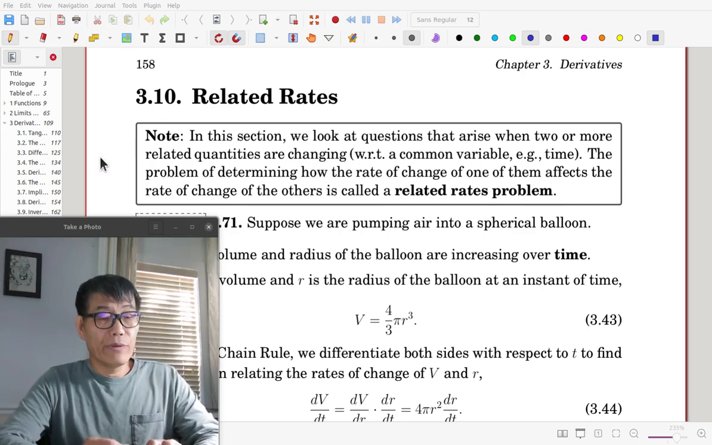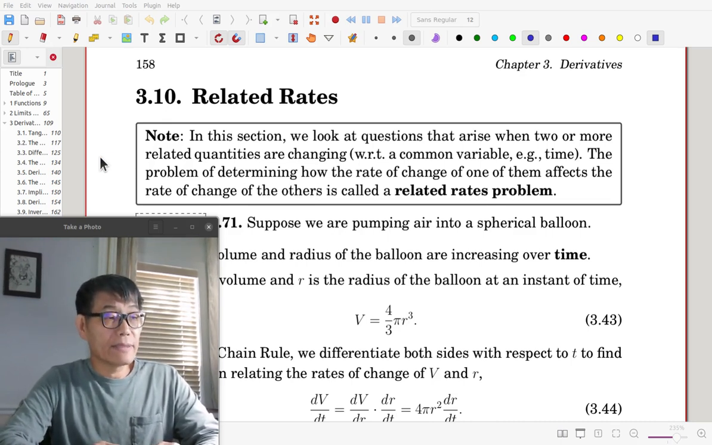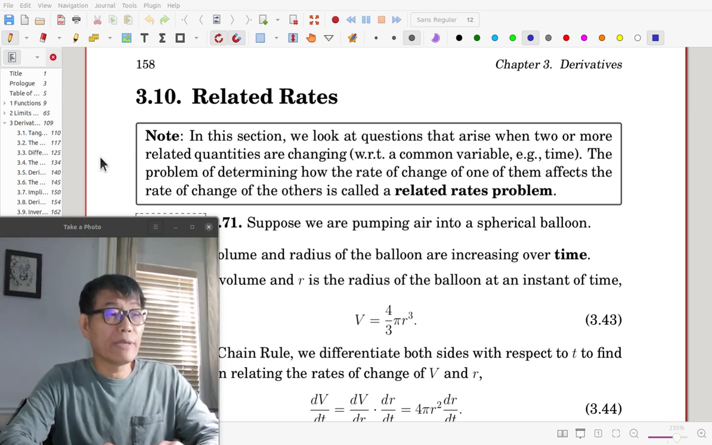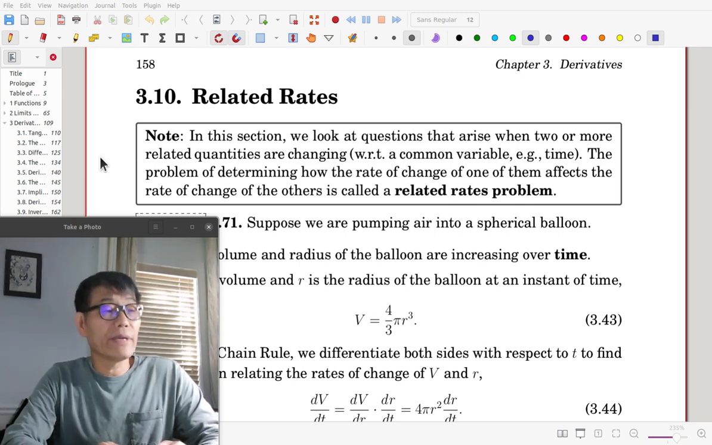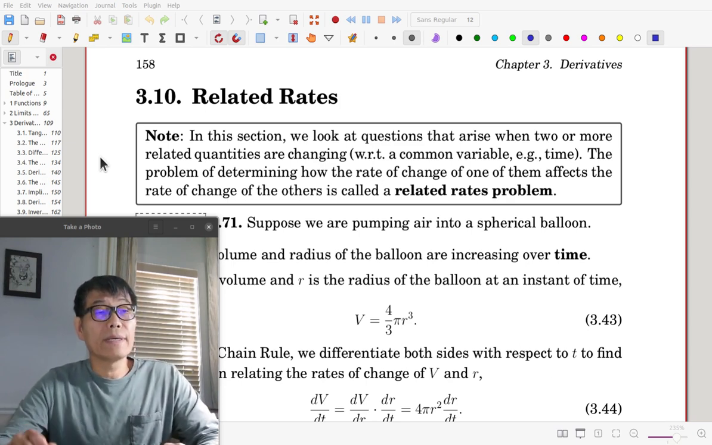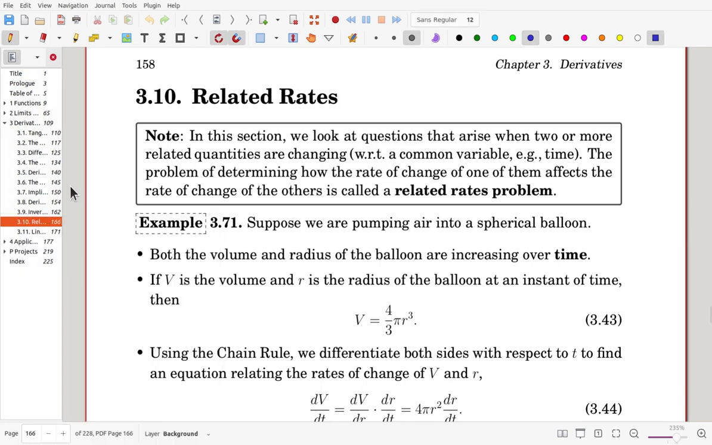Hi. Now it is section 3.10, related rates. In this section, we look at questions that arise when multiple related quantities are changing with respect to a common variable such as time. Here the problem is to find the rate of change of one variable when others are given as data. Such a problem is called a related rates problem.